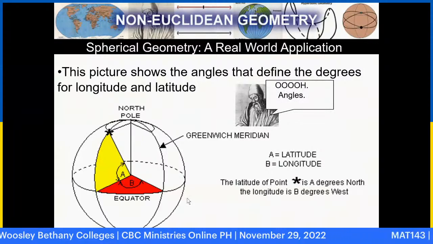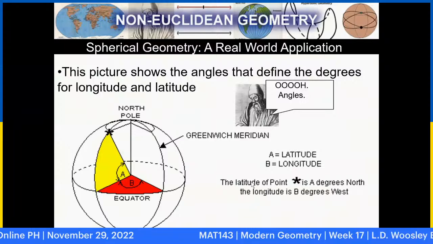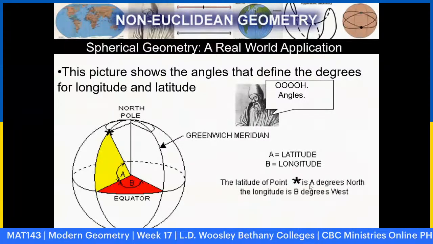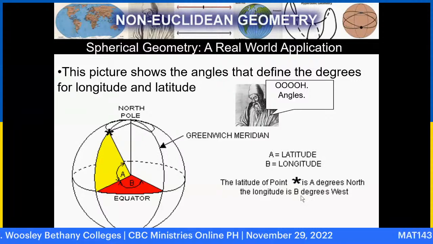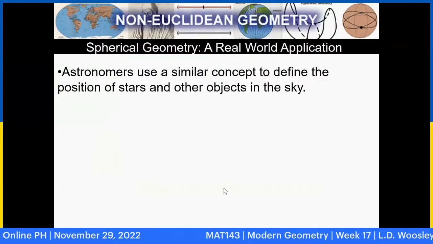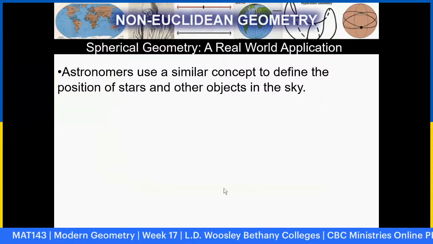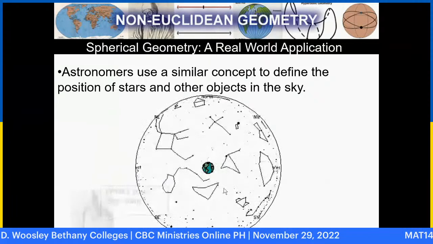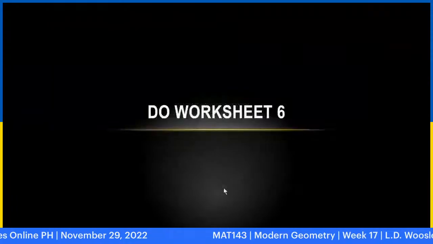All right, so the angle here, okay, the latitude point here is A degrees north and longitude B degrees west. No? So that's how it works. Astronomers use a similar concept to define the position of stars and objects in the sky. Just like this one. Okay, so zodiac sign, something like that.